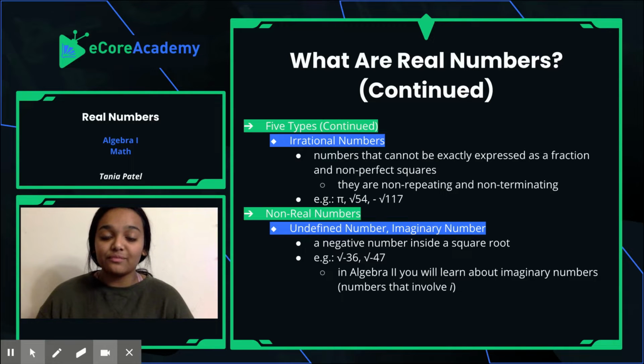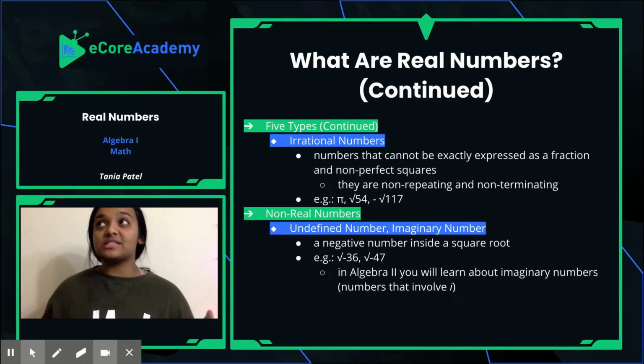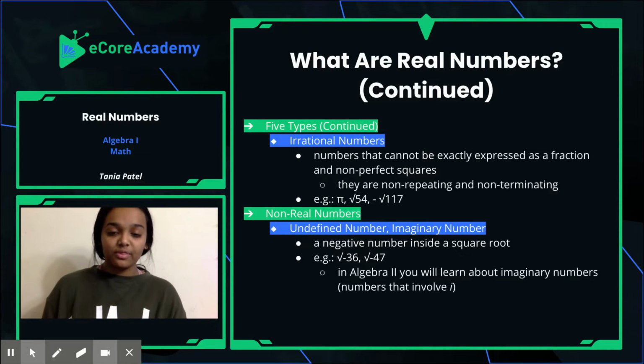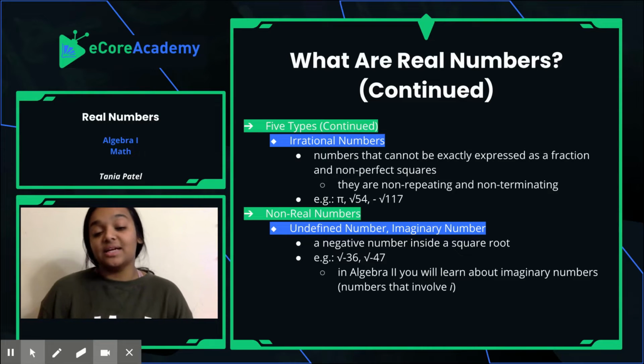Now on to the non-real numbers. Non-real numbers, another name for them is undefined number or imaginary number. Those three names are really just synonyms for each other. Imaginary number is what you will be using in Algebra 2. That's actually when you will work with imaginary numbers. You will do math with all that. For our sake in Algebra 1, we're not going to be going all that in depth because it's not an Algebra 1 subject, I'd say. So for our sakes, we're going to just call it an undefined number.